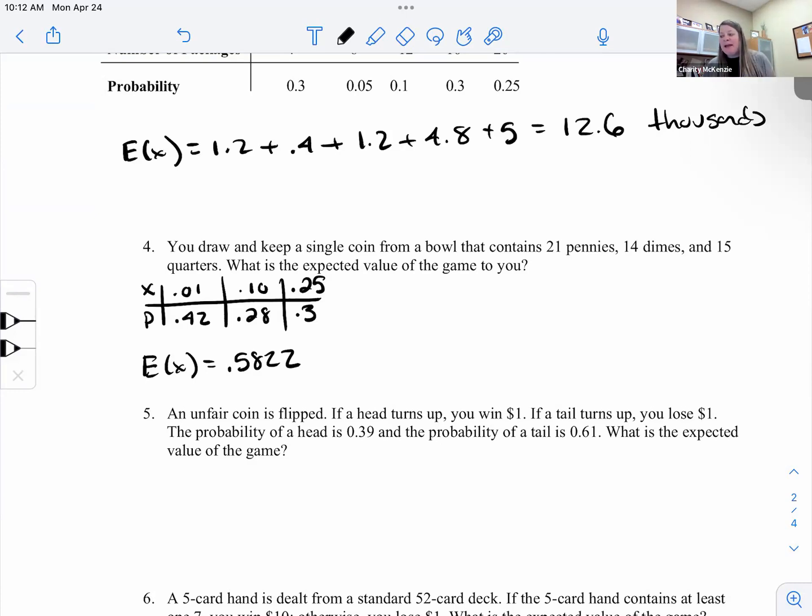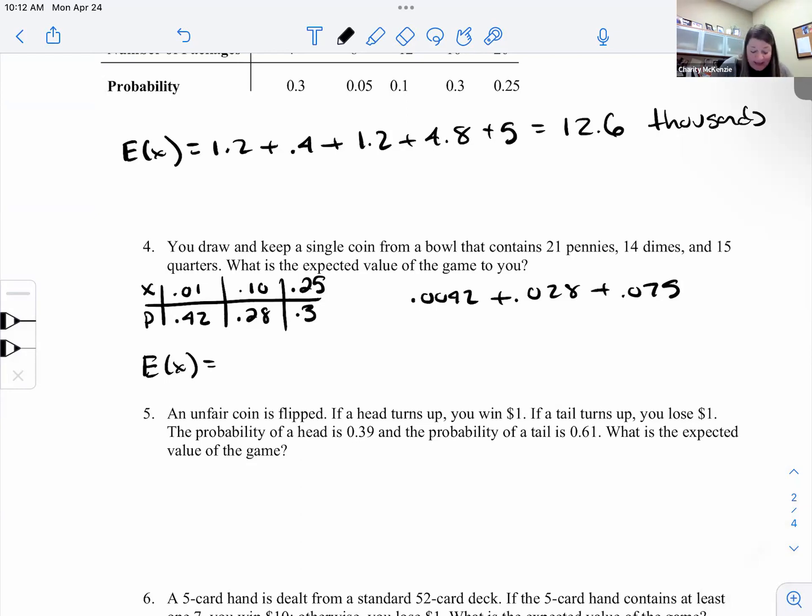Either way, you can set it up and get it right. The answer should be around 0.10, which makes way more sense. We can't get 58 cents. Let me do it again. 1 cent times 0.42 is going to give me 0.0042. 10 cents times 0.28 is going to give me 0.028. And then a quarter times 0.3 is 0.075. All right, add those up. It has to be lower than 25 cents. 0.0042 plus 0.028 plus 0.075 is 0.10.